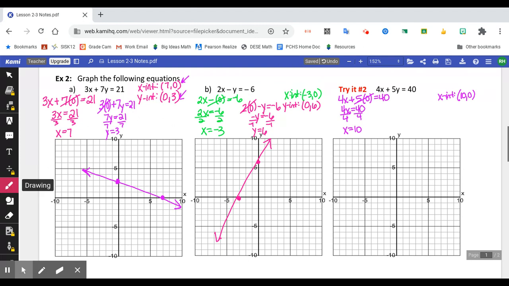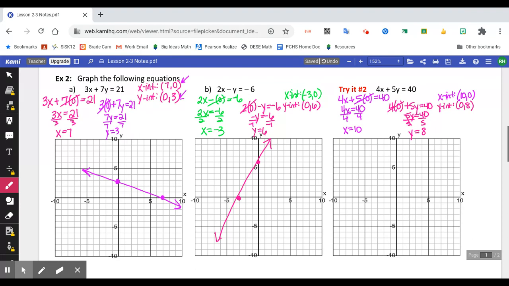Plug in 0 for x this time. 4 times 0 plus 5y equals 40. Those are gone, so 5y equals 40. Divide by 5 on both sides, and y equals 8. So my y-intercept is 0, 8. Now let's graph them both.